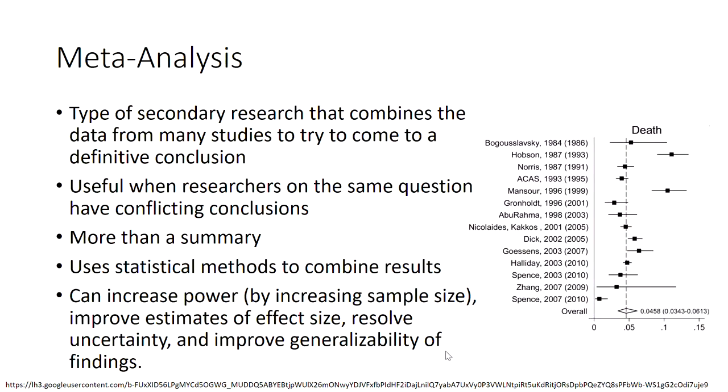Meta-analysis is a type of secondary research where the researcher isn't actually doing their own experiment. So this combines the data from a ton of studies that all tried to answer the same research question, and usually meta-analysis is done when these studies came to different conclusions. And the purpose of the meta-analysis is to try to come to one definitive conclusion. So this is more than just a summary of the different articles. This is actually taking all their data and combining it using statistics, and you often end up with a plot like this where you have the different studies that answered that question and then seeing what their results were.